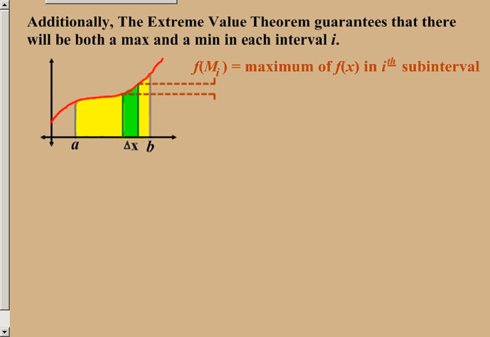Okay, obviously you have a maximum for the function within, and there's that wonderful word again, ith subinterval. And of course we have a minimum value of the function within the ith subinterval. Ith is just an arbitrary value, meaning it does not matter which particular number interval we are looking at.